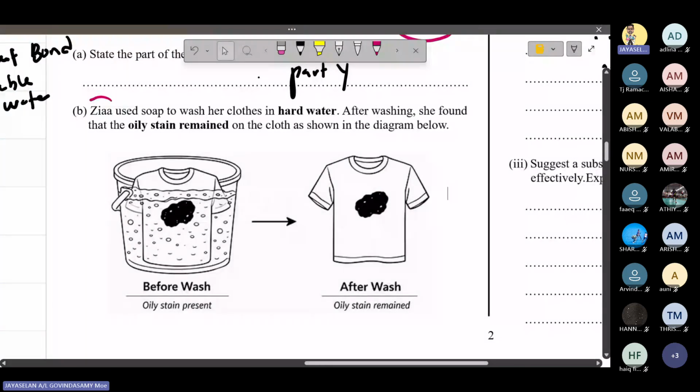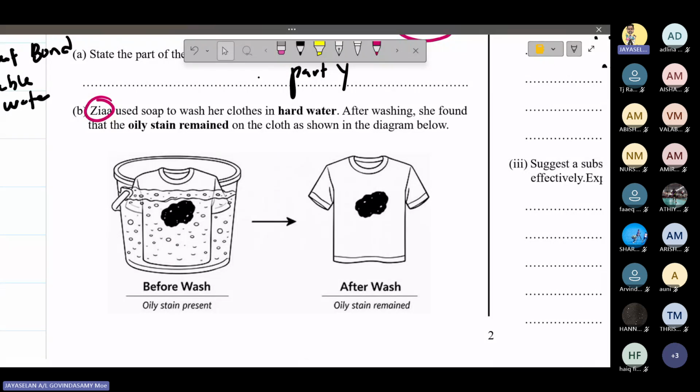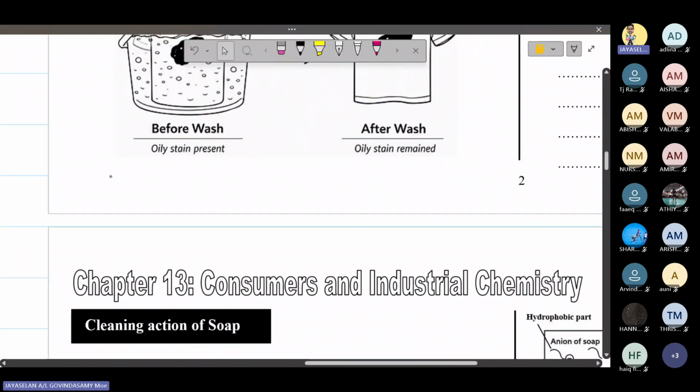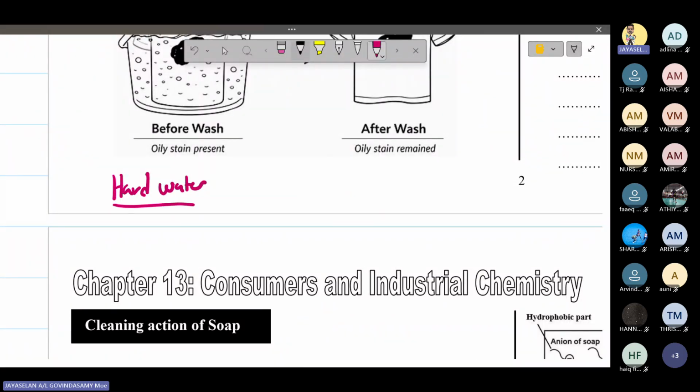Why do I use Zia only today? Zia is used to show that soap is used to wash in hard water. Guys, you must memorize hard water. Every year this one is very famous. Hard water is the dirtiest water. Hard water is called this.